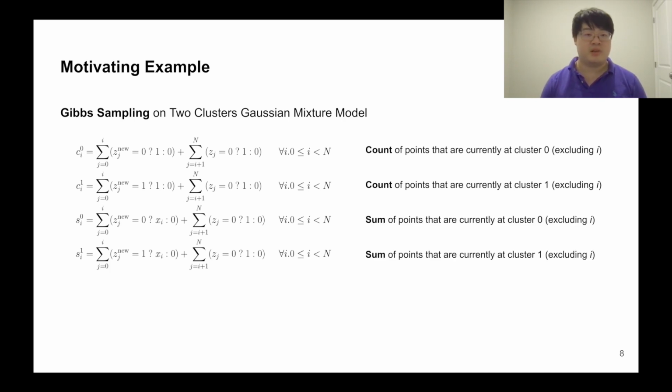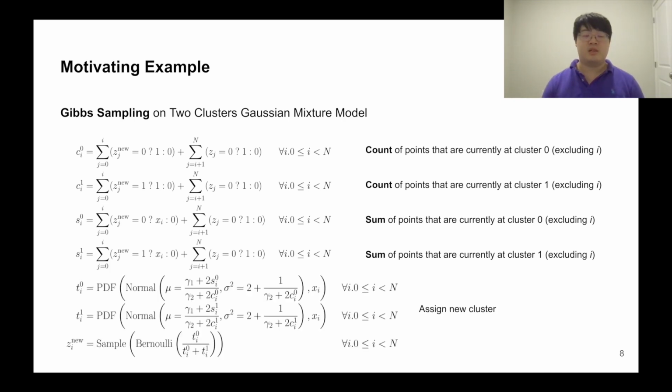Next, S0 and S1 are almost the same as C0 and C1, but instead of counting the number of points, they just take the sum of the observations of those points. Lastly, Gibbs sampling samples the next CI with the following three equations. These equations are specific to our two clusters Gaussian mixture model.